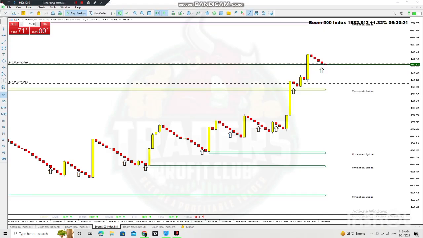Here you guys can see the spike signal just appeared, and we are going to open a trade on this spike signal, waiting for market to give us spike. And here below you guys can see the previous arrow we made good profit, and this one we are holding.